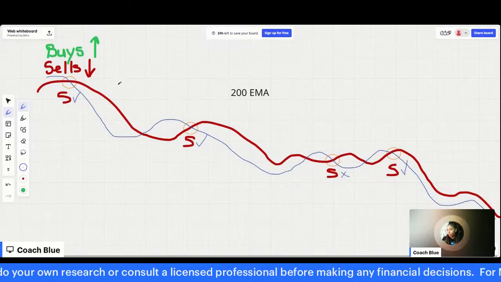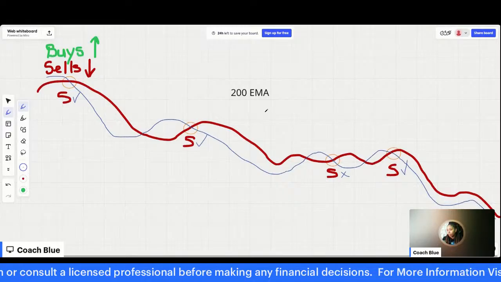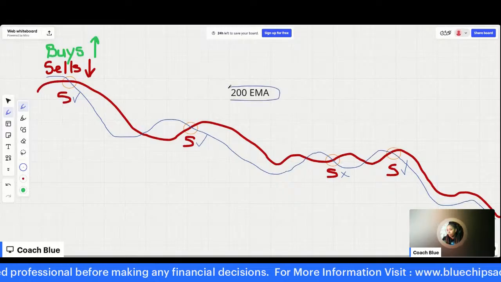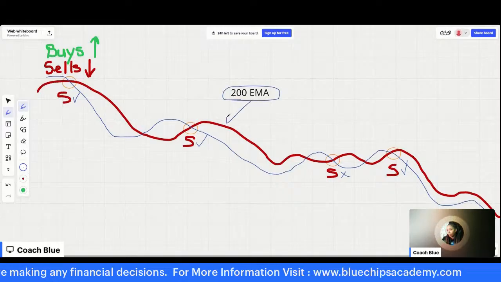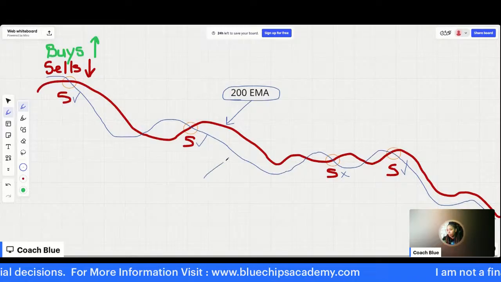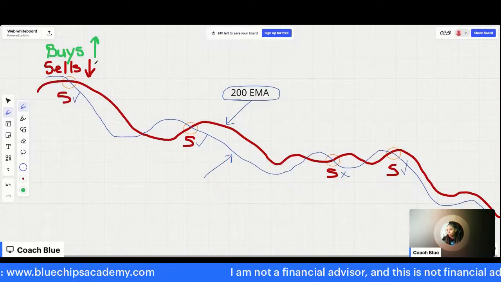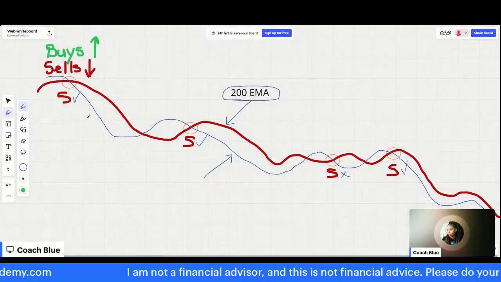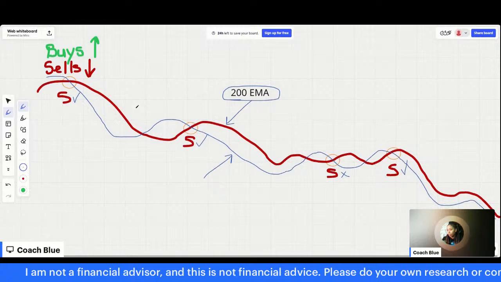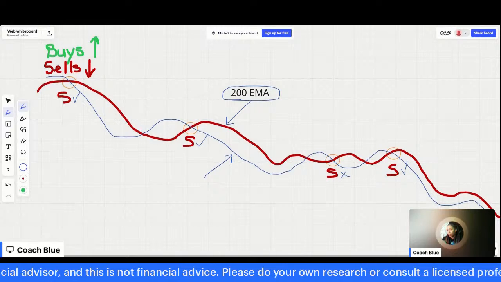And all of this is going to come together when I move over to the charts, okay? But this is your 200 EMA, this red line right here, and then the 20 EMA is this blue line right here, okay? So these are the opportunities that we're looking for when we're looking for our standard entries of trading.